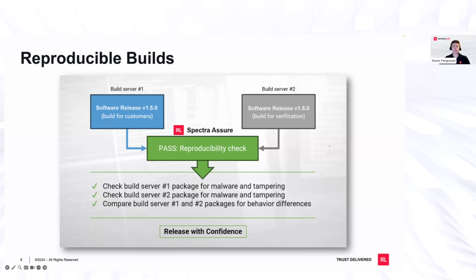So it's another way to do a differential analysis check, like the ones you do from version to version, but the reproducible builds check is another type of differential analysis.